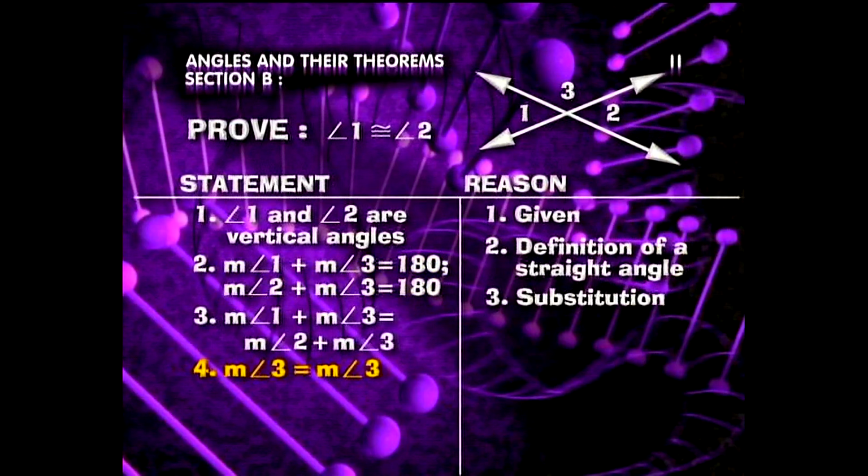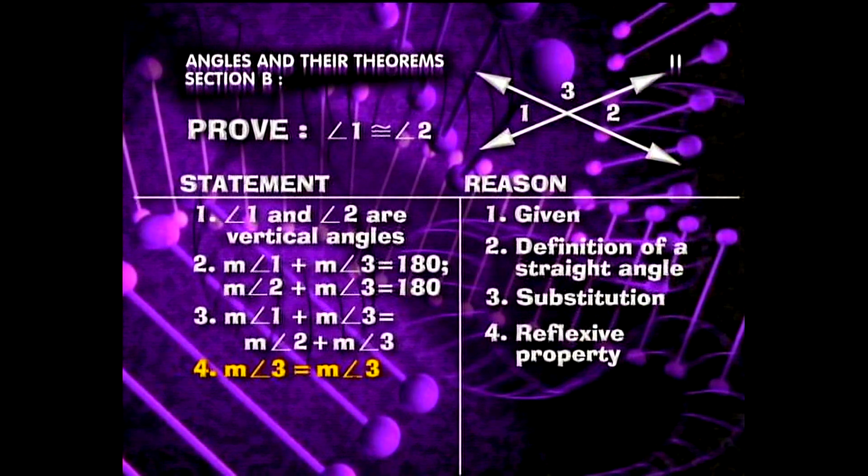Our fourth step is setting the measure of angle 3 equal to the measure of angle 3. Our reason? It's the good old reflexive property. Now that we've established that the measure of angle 3 is equal to itself, our next step is to subtract the measure of angle 3 from each side. Our reason here is just plain old everyday algebra.